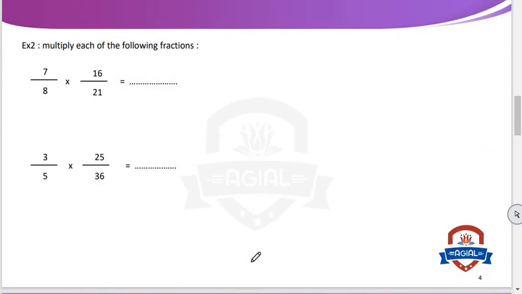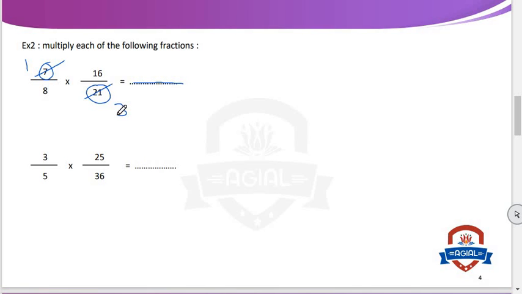Okay, example number 2, multiply each of the following fractions. Okay, let's multiply. No, before you multiply, look at numerator and denominator. You have a common factor between them. In here 7 and in here 21 in denominator. 7 and 21. You can divide both of them by what? Super, by 7. So 7 divided by 7 equal? Excellent, equal 1. 21 divided by 7 equal what? Who can say? Super, equal 3.